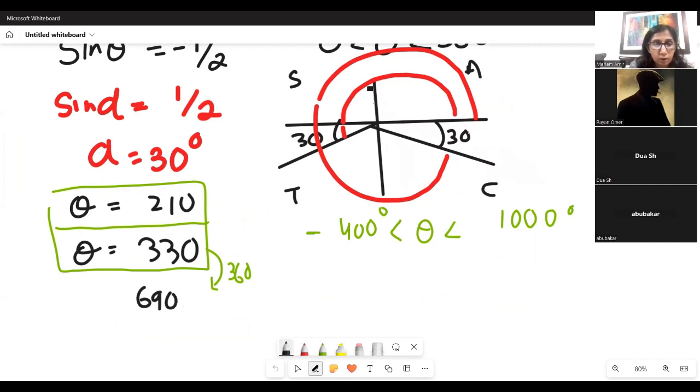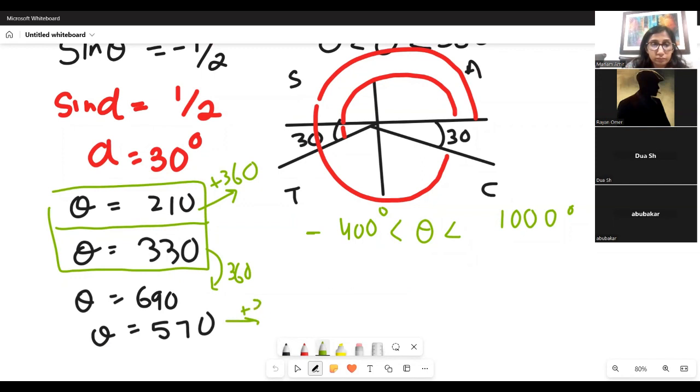What did you do, Dua? 210 plus 360. Okay, 210 plus 360 gives us a different answer, so you must check that as well. This gives us 570. So one of our answers is 570 as well. What else? 930. So 570 mein dobara 360 add ho raha hai. Yes. Add another 360 to it. That gives us 930. So that is our fifth answer.